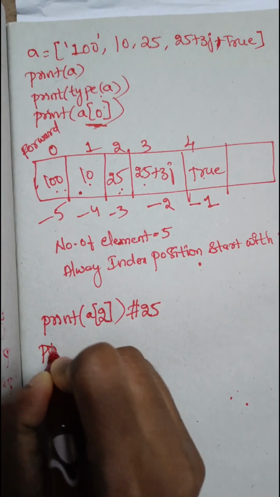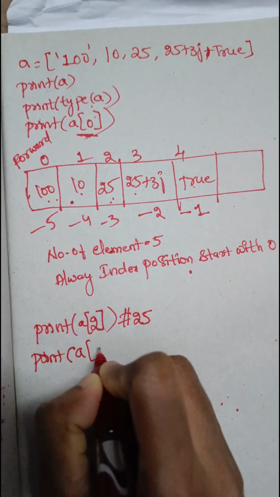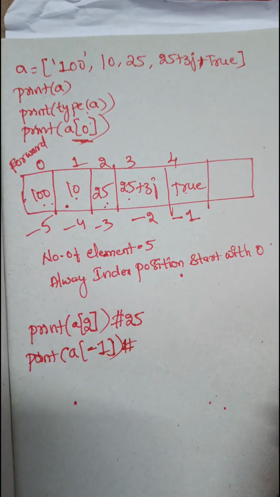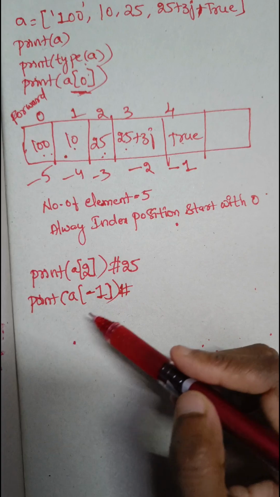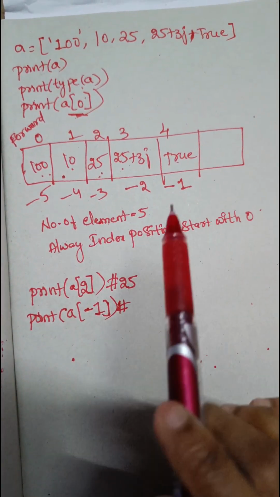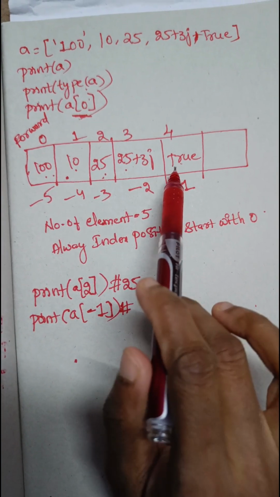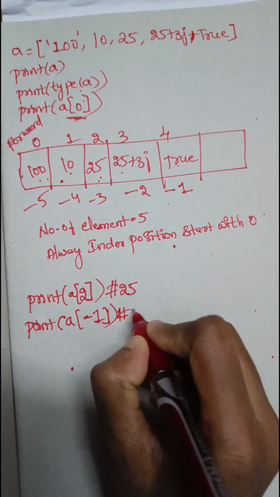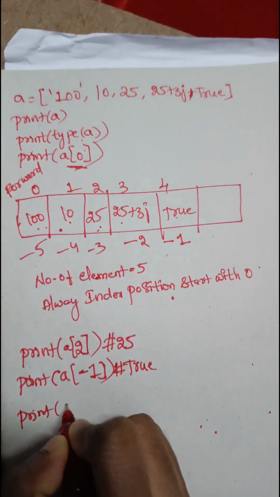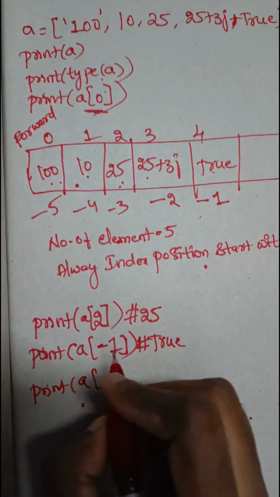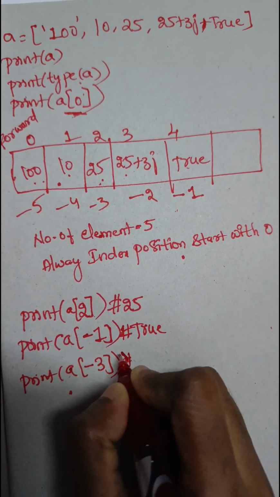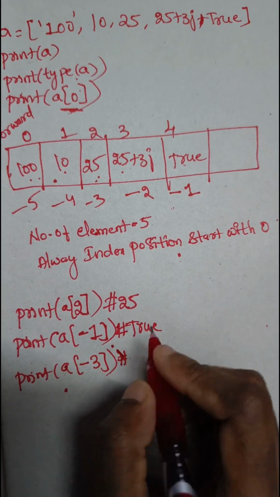So I am giving a small homework. Print of a of -1. Take 5 seconds and write the answer. A of -1, I am giving a hint, it starts from the negative direction. So -1 means what is the answer? What is the element at -1 here? True. So the answer is true. Suppose it is print of a of -3. Now what will be the answer?